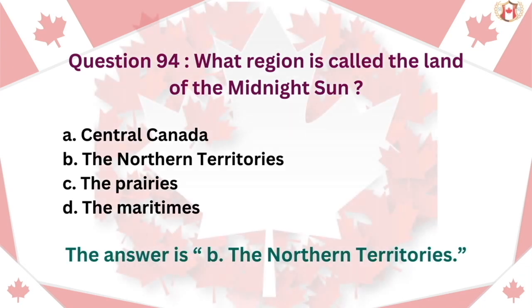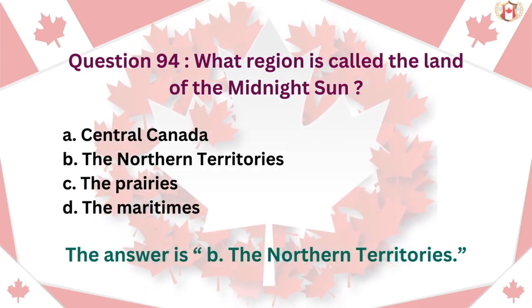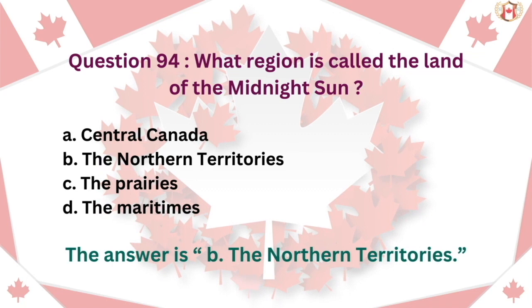Question 94. What region is called the Land of the Midnight Sun? A. Central Canada. B. The Northern Territories. C. The Prairies. D. The Maritimes. The answer is B. The Northern Territories.